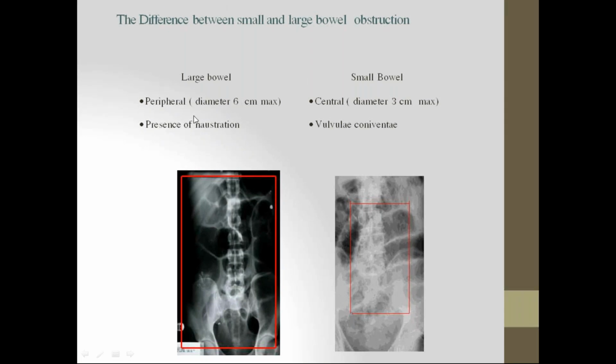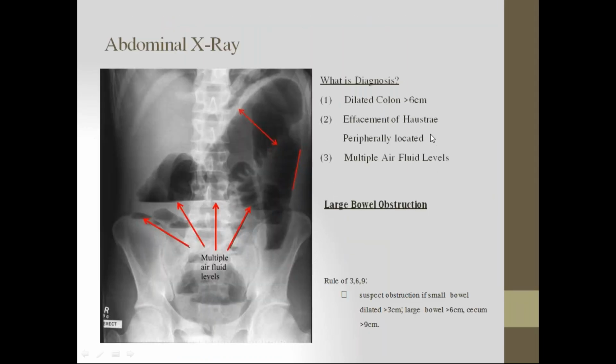So the difference: the large bowel is located peripherally and there will be haustra. Small bowel is located centrally. There is valvulae conniventes. So this is the image showing various air fluid levels, multiple air fluid levels. Dilated colon means more than 6 centimeters, dilated small bowel more than 3 to 4 centimeters. There will be effacement of the haustra, peripheral location, and multiple air fluid levels.